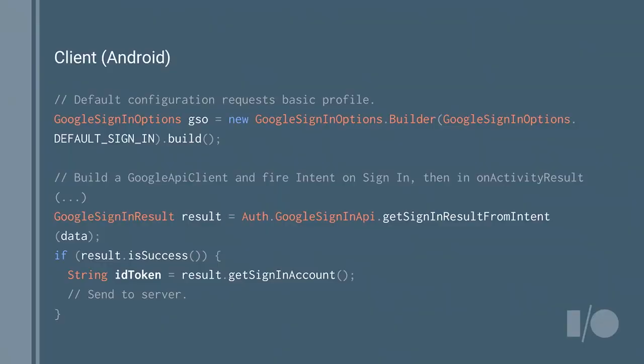On the client, you'll notice here on Android, as an example, that our default setting is now simply just to request basic profile information. You build the Google API client, you fire an intent, and upon the sign-in response, you'll end up being able to pull out the ID token, just as simple as that.